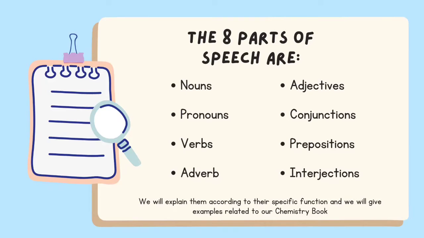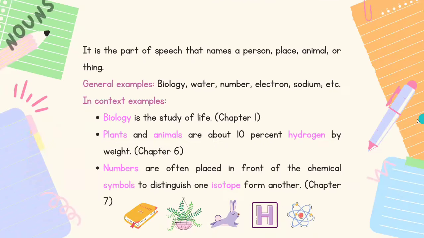Okay, let's see the specific function and some examples related to our chemistry book for each one. Nouns. It is a part of speech that names a person, place, animal, or thing. General examples: biology, water, number, electron, sodium, etc. In context examples, biology is the study of life. Plants and animals are about 10% hydrogen by weight. Numbers are often placed in front of the chemical symbols to distinguish one isotope from another.